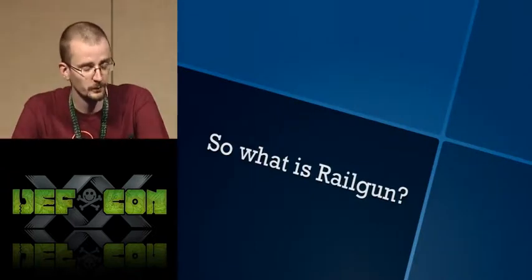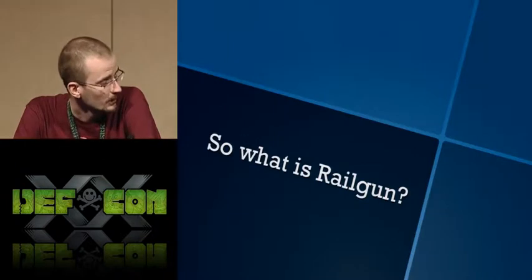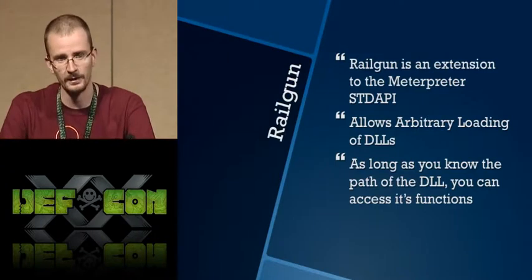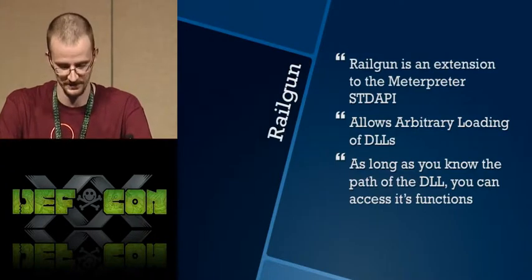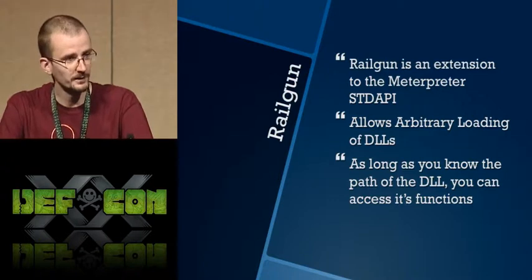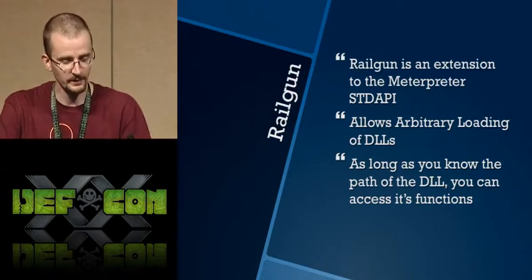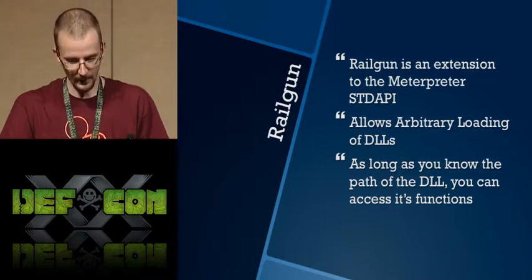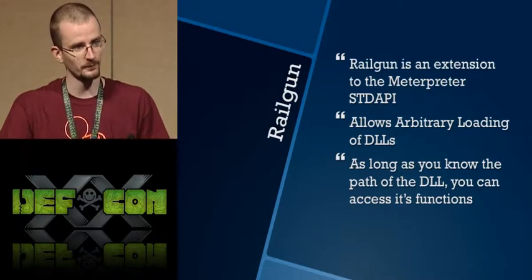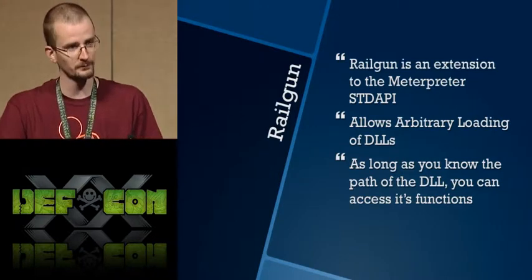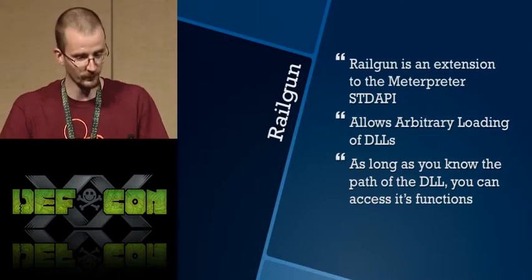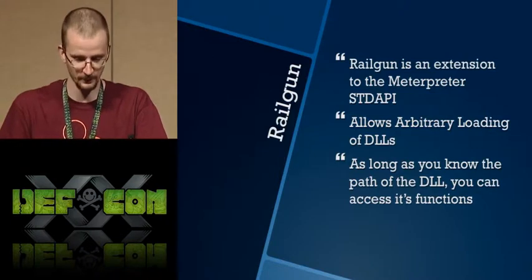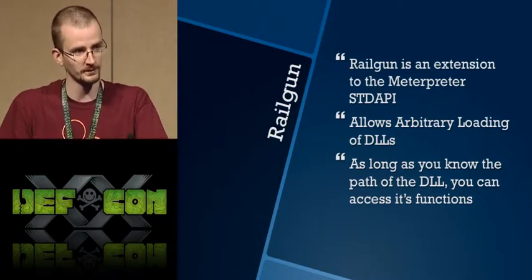So jumping right into Railgun. Railgun is one of the extensions for Meterpreter. Basically, it's a part of the standard API that allows for arbitrary loading of DLLs on the system. As long as you know the path of the DLL that you're trying to load, you can just pass that information into Railgun. It will map the DLL into memory, and then you can actually get function pointers out of that module. So it's doing runtime dynamic linking, and we're doing it on the fly. So we pass it a DLL name, then we pass it some function names, and we get to call that function as if it was already coded directly into Meterpreter.